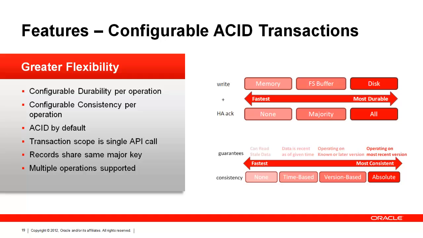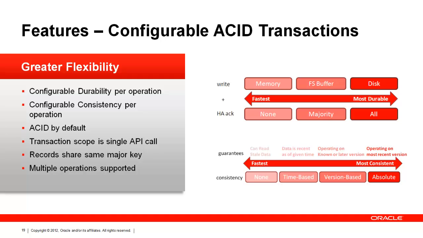And then one of the more distinguishing features is the ability to have very flexible transaction control in the Oracle NoSQL Database. Basically, you can control things on an operation-by-operation basis. The way that's done is that you can configure your writes to either go into just the memory space of your database server process, or you can have it flushed all the way through your server process into your file system buffers, or you can have it actually synced to disk.